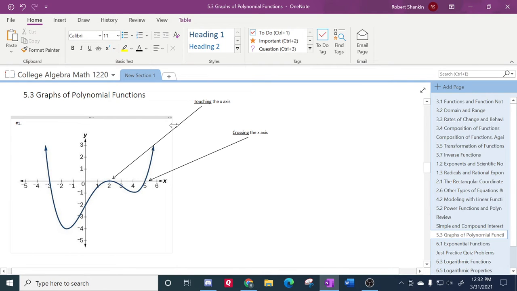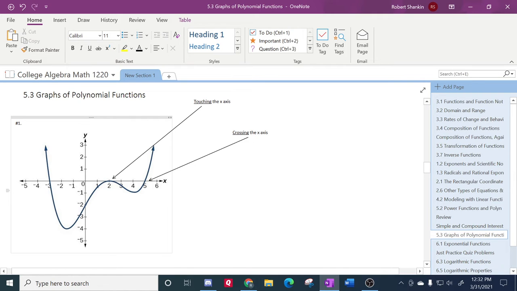But what we're going to focus on first, before turning points, is x-intercepts. Where do you cross the x-axis? Here, here, here, and over here. But some of them we call crossing, and some of them we call touching. So, if this one over here, on one side of this point, it's above the x-axis, and the other side it's below the x-axis, then we crossed over the x-axis.